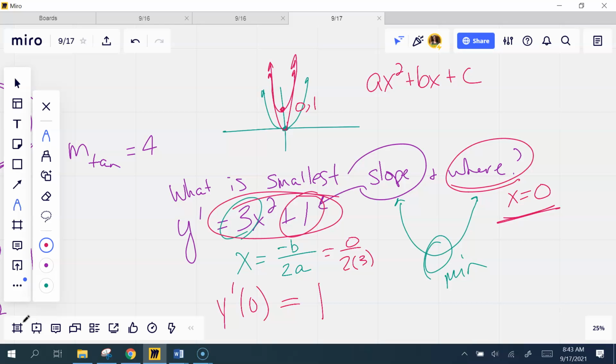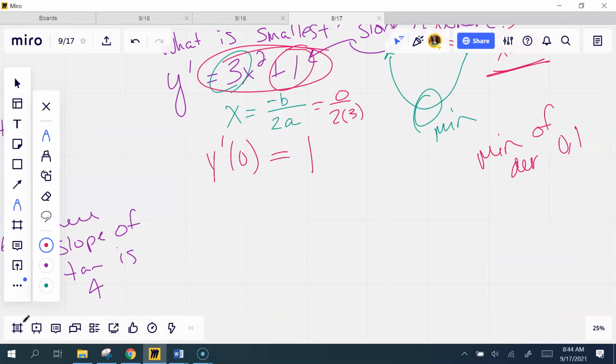All right. So the derivative is always the slope. That's what you have to remember. So if I want to know where the slope is the smallest, I want to know where the derivative is the smallest. And since the derivative is a quadratic, that's an easy minimum. Find that minimum and you have found where, because the minimum of the derivative is (0, 1). So that tells me that the slope has a minimum value of 1 at x equals 0.